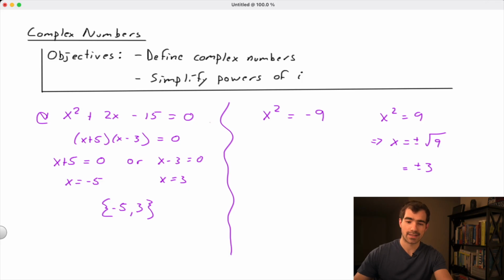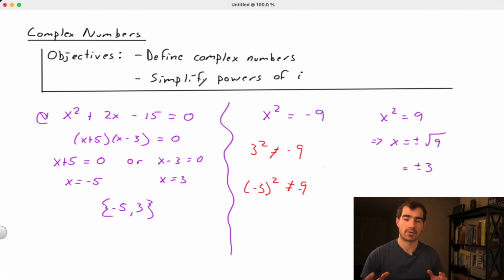But we can't exactly apply that here. Think about it for a second. What number multiplied by itself is going to give us negative 9? It's not 3. 3 squared doesn't equal negative 9. It's not negative 3, because negative 3 squared doesn't equal negative 9 either. It actually turns out that there doesn't seem to be a number that this will work for, right?